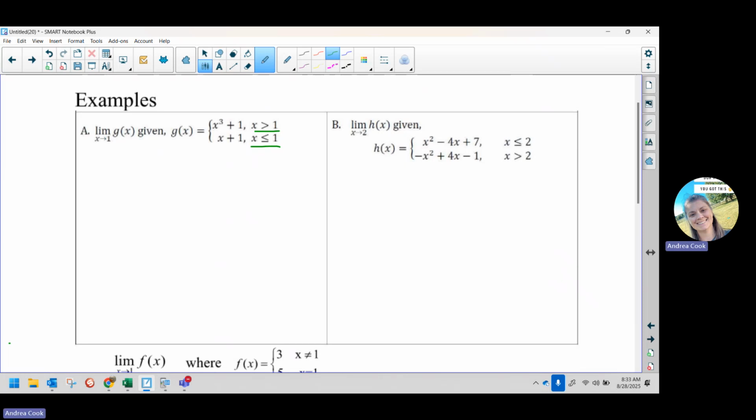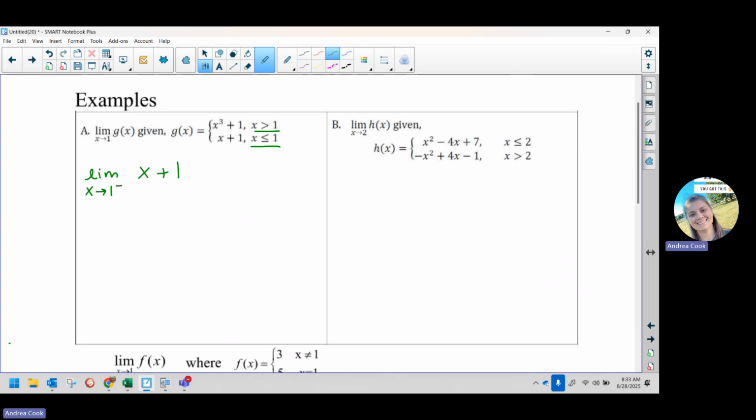All right, so what I'm going to do is find the limit as x approaches 1 from the, let's do the left first. So I have to figure out which of these pieces is to the left of 1. Is it the upper one or the lower one? The lower one, because x is less than 1. So I'm going to find that limit.